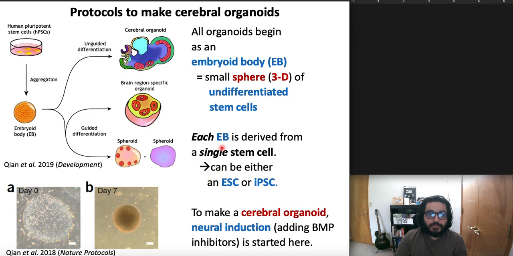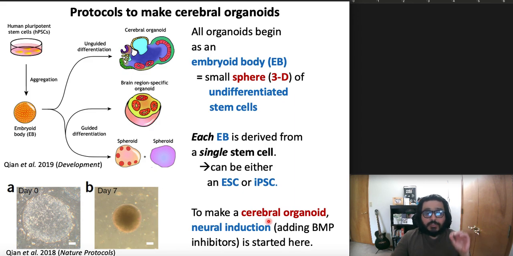Okay. At this point, once we have an embryoid body, again, this is undifferentiated stem cells, so for the most part, this can become an organoid for any tissue in the body. So brain, heart, liver, kidney, gut. I don't know exactly all the organoids that have been determined just yet, but essentially any tissue organoid can be derived from an embryoid body.